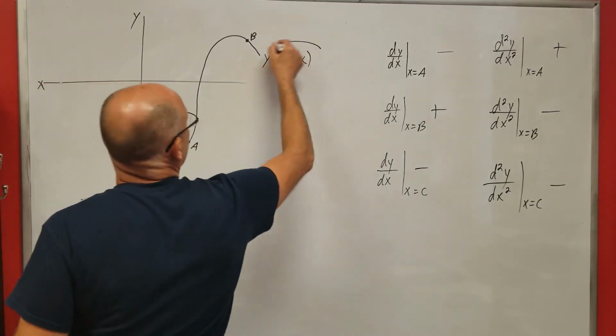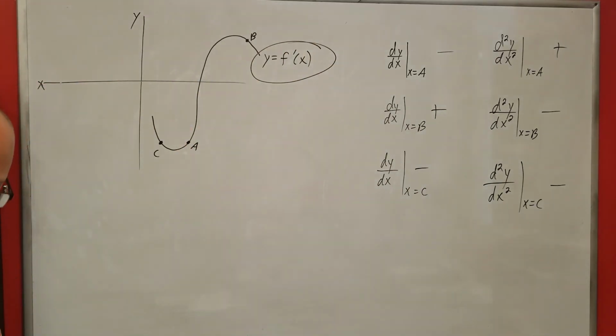Very, very important. You look at what they give you here because you treat it differently if they give you f of x or f prime of x. All right, so let's go on to another example here.